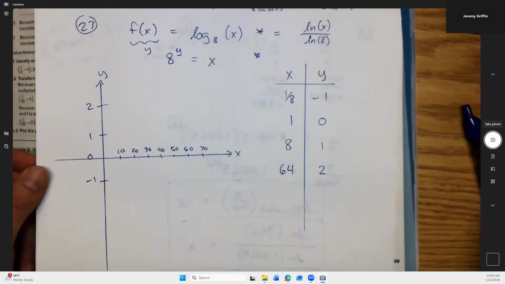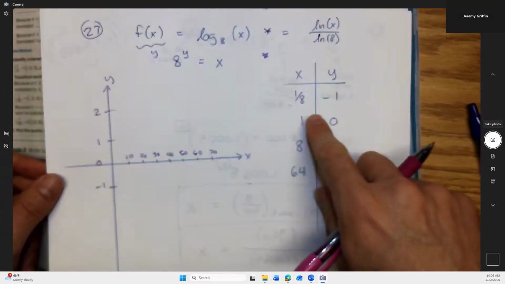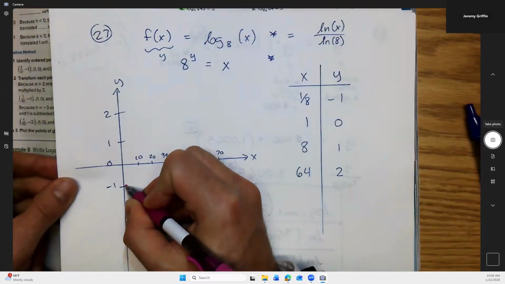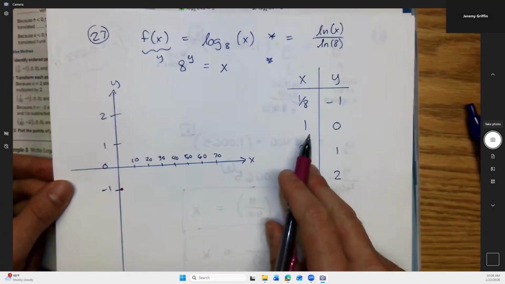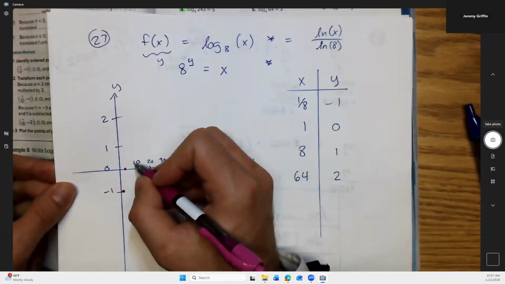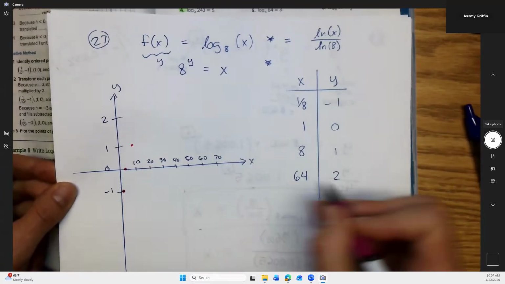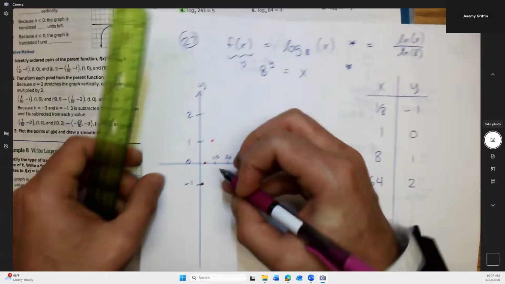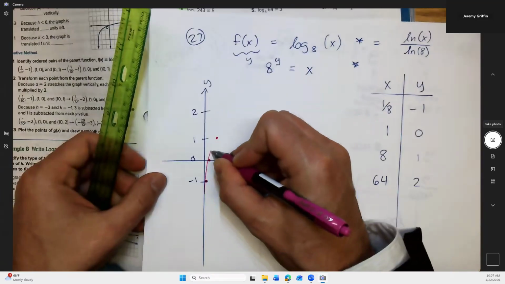All right, and then let's plot all these points. So when x is 1/8, y is -1, that's like right here. Bam. I mean, it's pretty close. When x is 1, y is 0, that's bam, right about there. 8, 1, just bam, right about there. And then 64, 2 is like way over here. Okay. You guys see this is going to be a really extreme hook, like this.